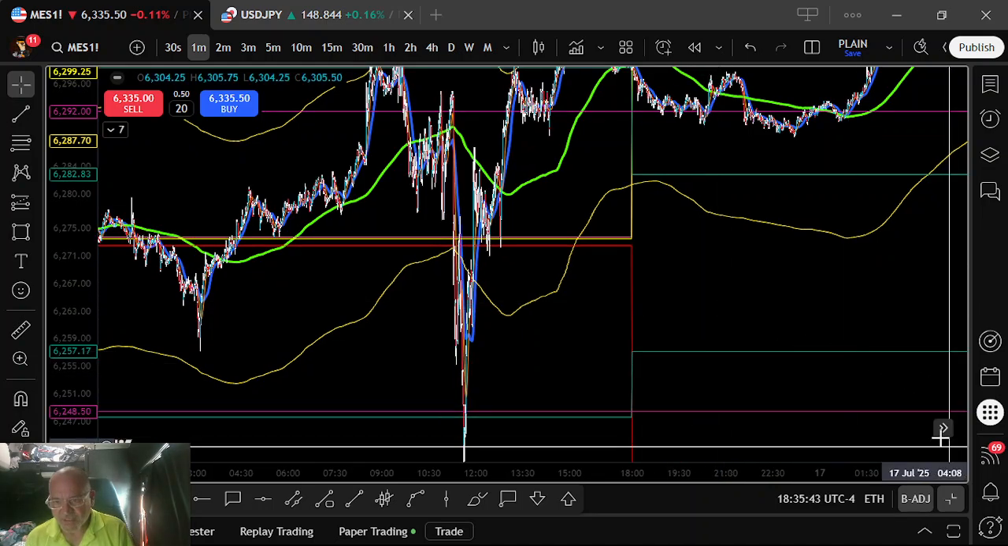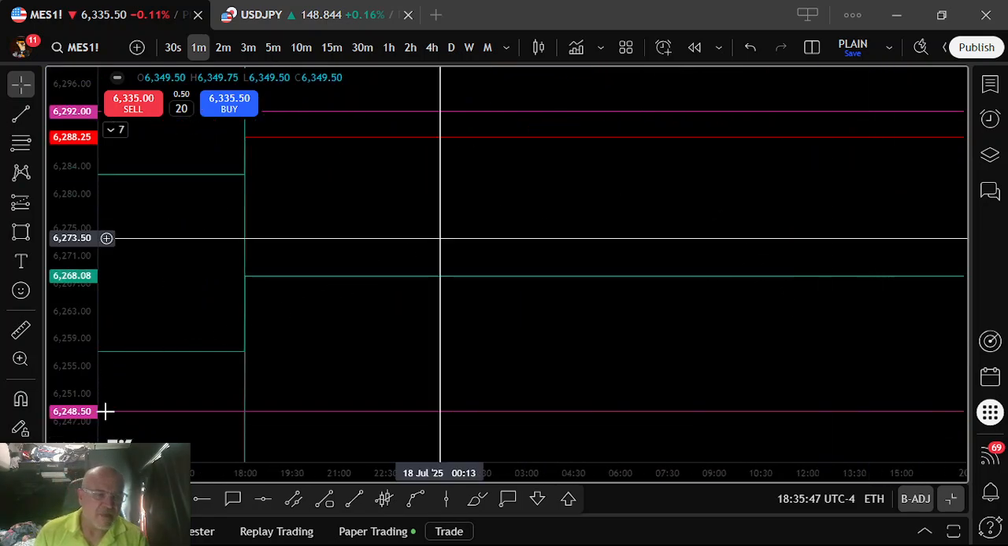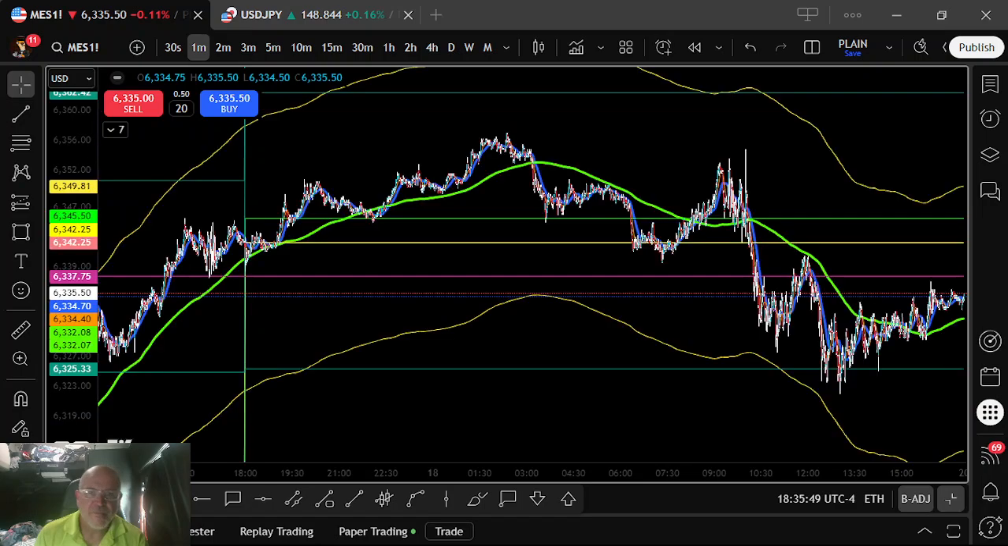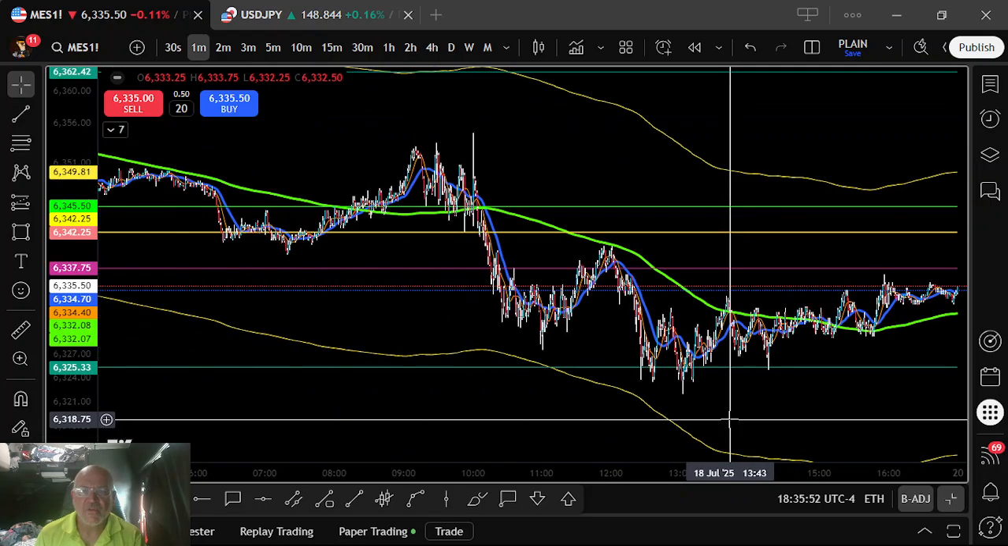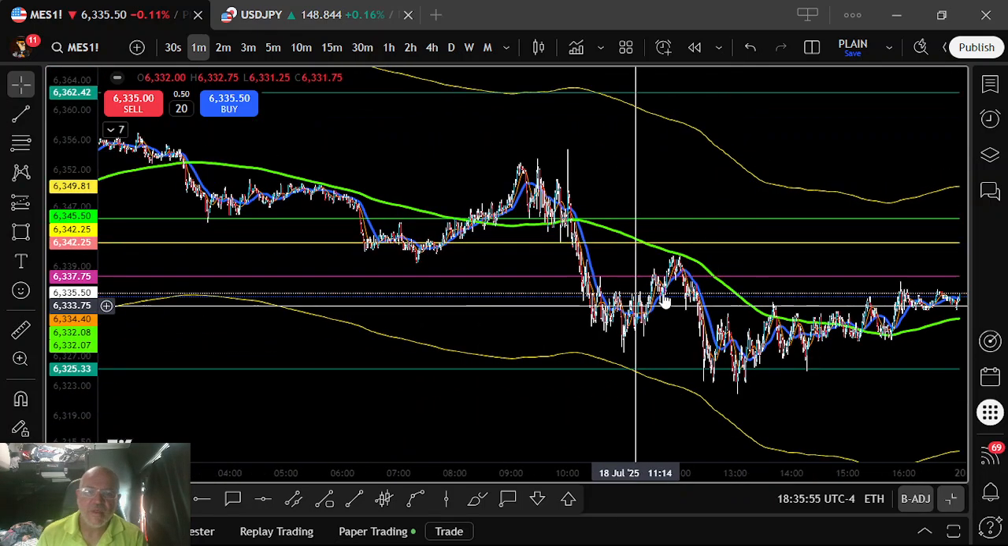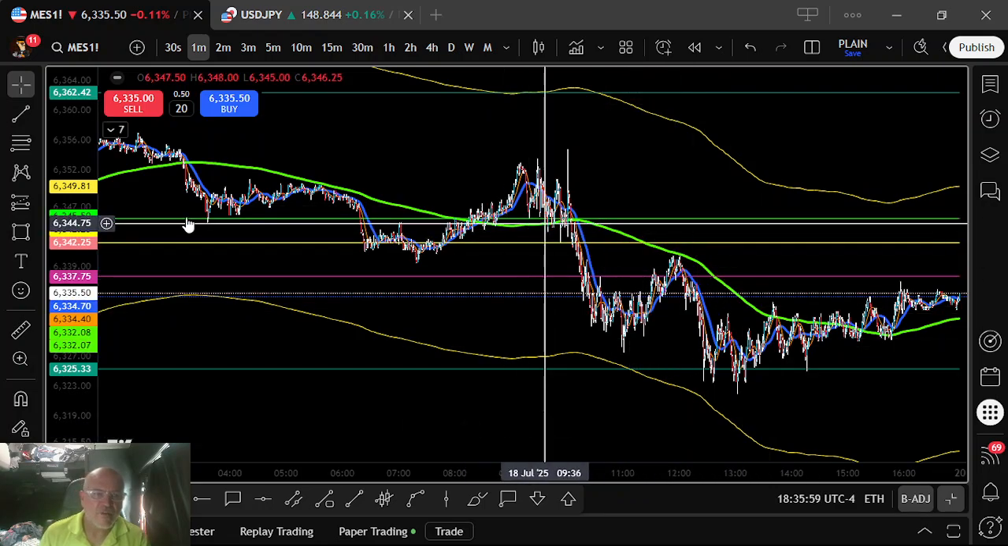My computer's running slow again. Forgive me. It's about time to upgrade. All right. So that is the moving average envelope. We have our simple moving averages and our envelope.